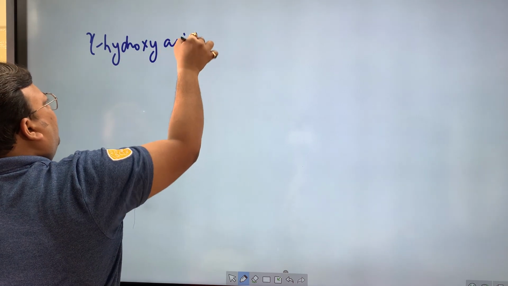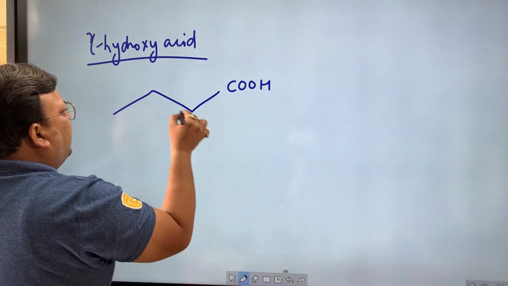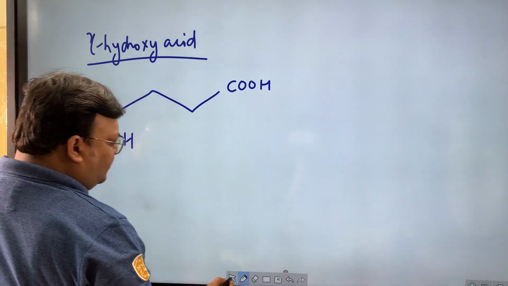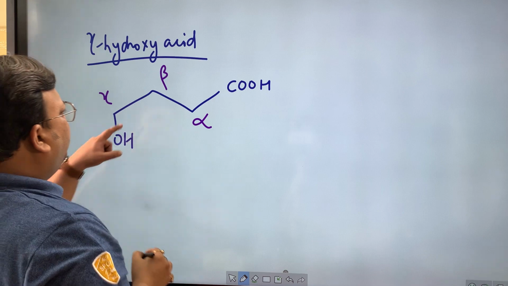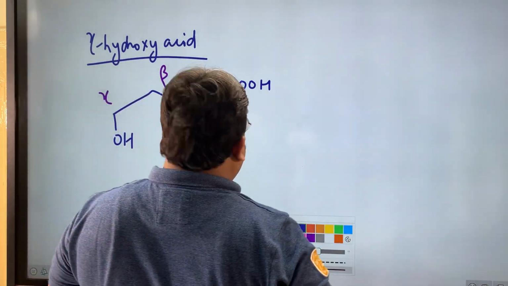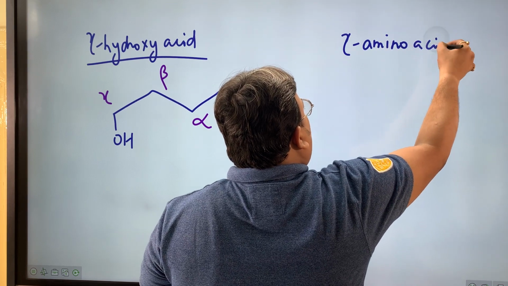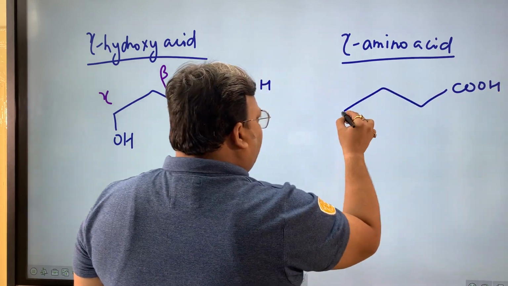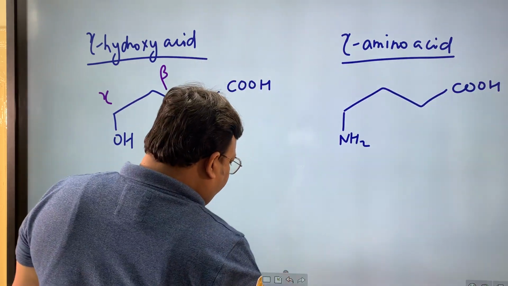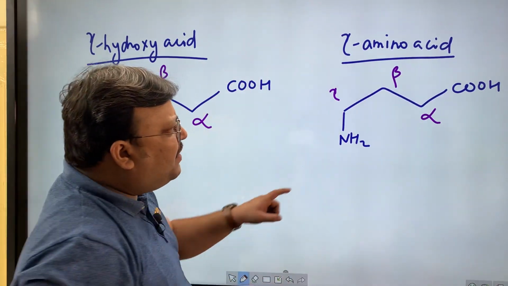So a gamma hydroxy acid. Now I can draw a structure like COOH here, and this will be alpha, beta, gamma, OH here. It is a gamma hydroxy acid. Similarly, a gamma amino acid. I'll want to draw a chain where alpha, beta, gamma, you'll have an NH2 group here, and NH2 is at gamma position, so it's a gamma amino acid.